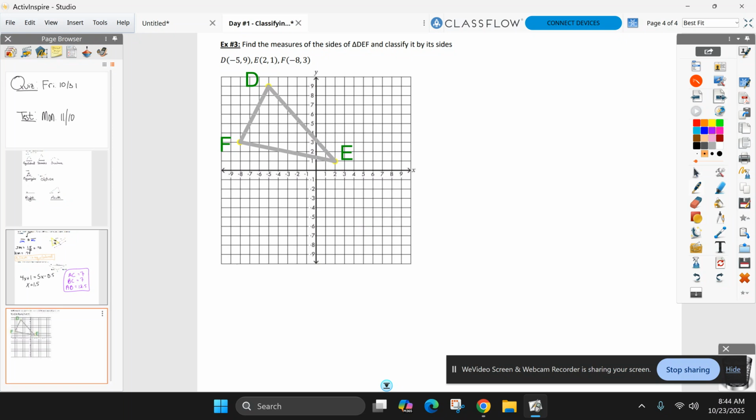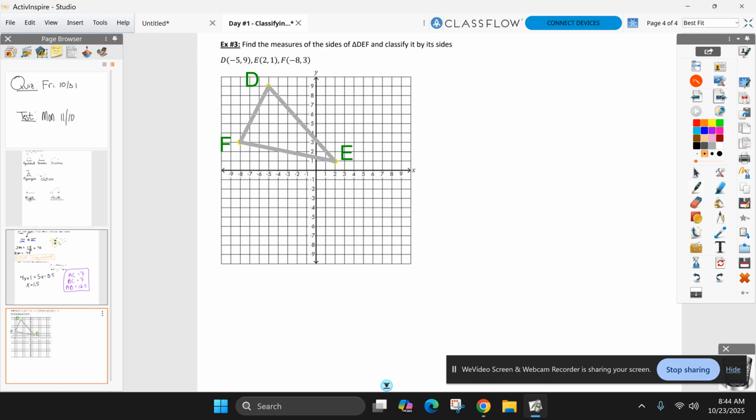Classify this triangle by its sides. So at the end of this problem, somebody's going to tell me this is equilateral, this is isosceles, this is scalene, because those are my only three options based on its sides. But to do that, I need to know how long those sides are. To say if it's isosceles, equilateral, or scalene, we've got to figure out how long those sides are.